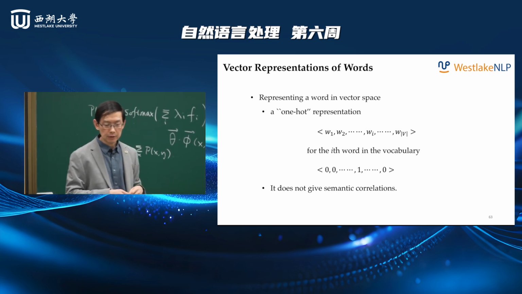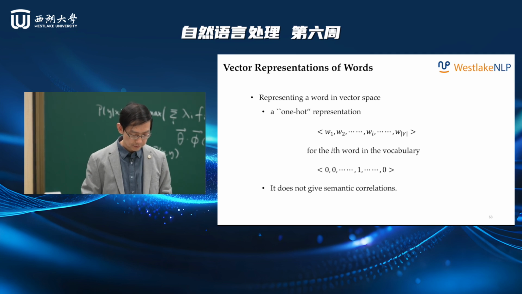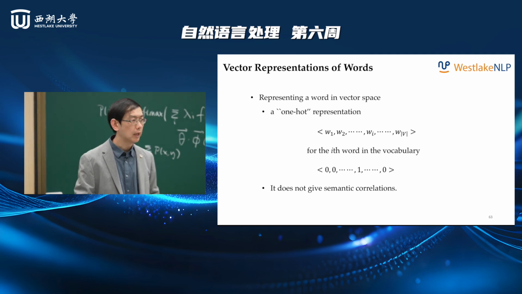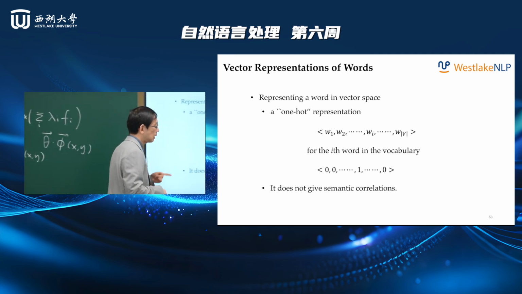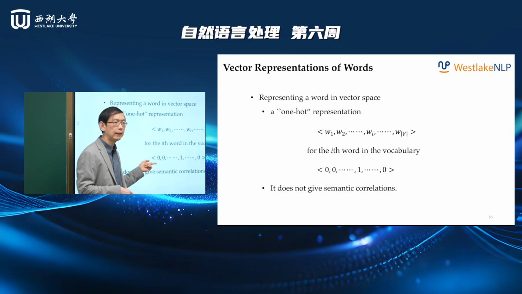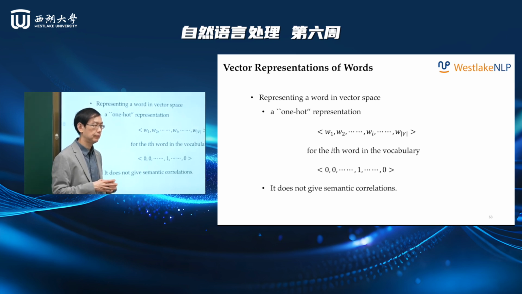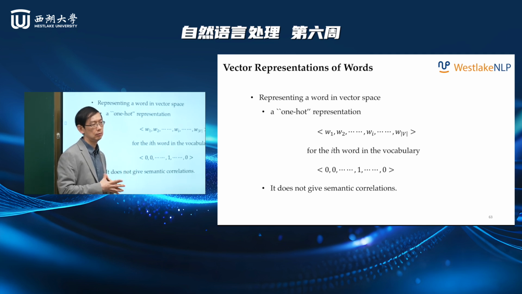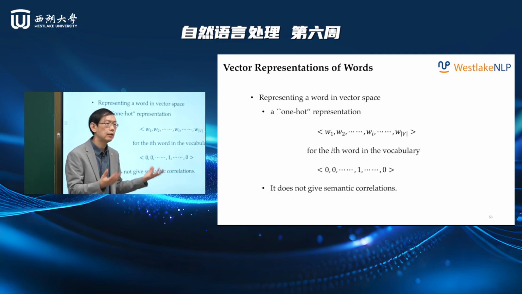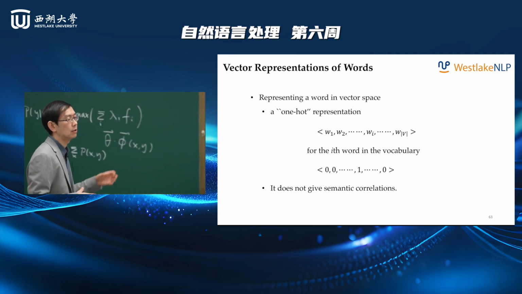And this vector can be useful. At least it can differentiate different words. But it does not tell you the similarity between words, because when you calculate the distance between any two words, it's the same. If you calculate the cosine between any two words, it's 0. So I cannot tell you that cat is similar to dog based on these vectors.